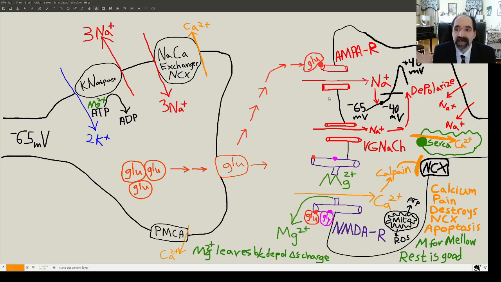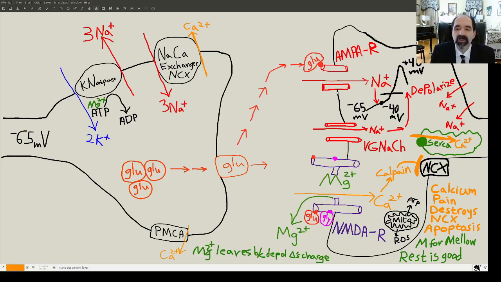And notice that's a negative charge. So because of that, the positively charged magnesium wants to get into this cell. It tries to come in through the NMDA receptor here, but it gets stuck binding in the center of the NMDA channel. And that's a very good thing. The magnesium is blocking the NMDA receptor, and it's preventing calcium from coming in while the magnesium is in place.